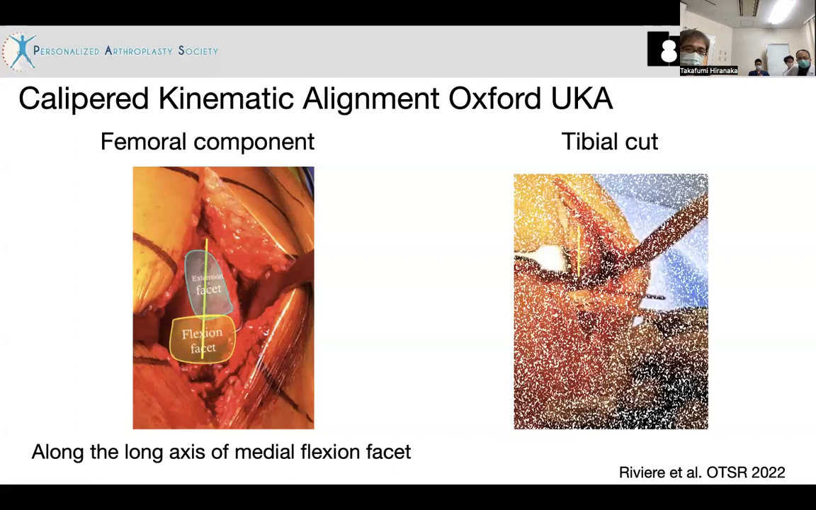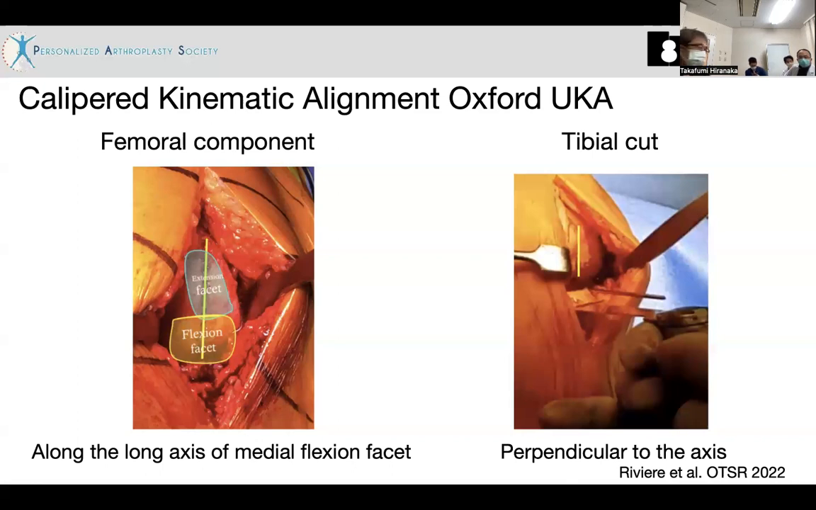Then cut the tibia perpendicular to this longitudinal axis of the flexion facet. But this is freehand. Here, insert the K-wire into the medial joint space that indicates the inclination of the medial tibial plateau, the so-called posterior slope. They cut the bone parallel to this K-wire and perpendicular to the flexion facet.